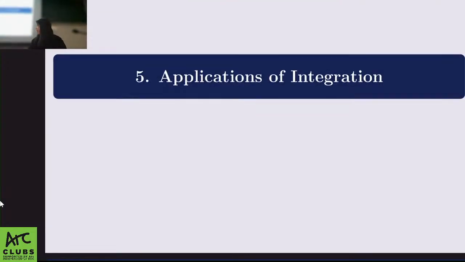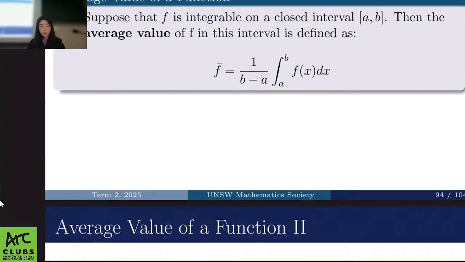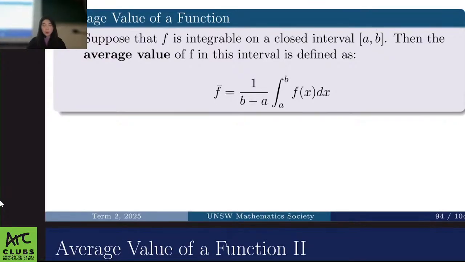Right, and finally, last section, applications of integration. So how can we use all of that integration knowledge that we learned earlier? First of all, we're introducing something called the average value of a function, where the average value of a function is always given by this formula, where you take 1 over the difference between the upper and lower bounds of the interval, and then multiply it by the integral from a to b of f(x) dx.